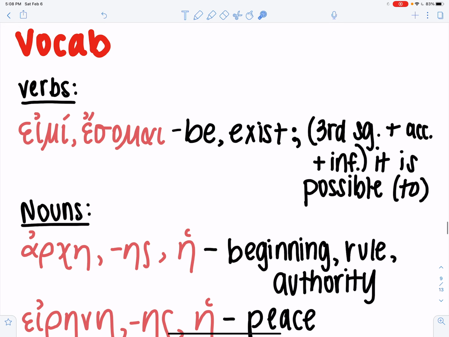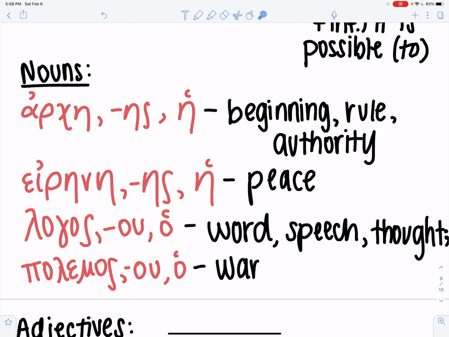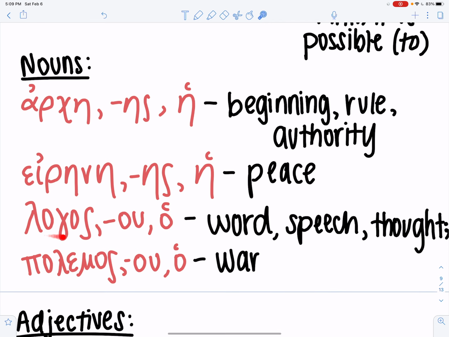So, now on to our nouns. Just a few this week. Arche, ace, he, means beginning, rule, or authority. So arche or arche, however you choose to pronounce that key. And then eirene, eirenes, he, means peace. I think that's such a nice word. And then logos, ha, means word, speech, or thought. Very common word. And then polemos, ha, means war.